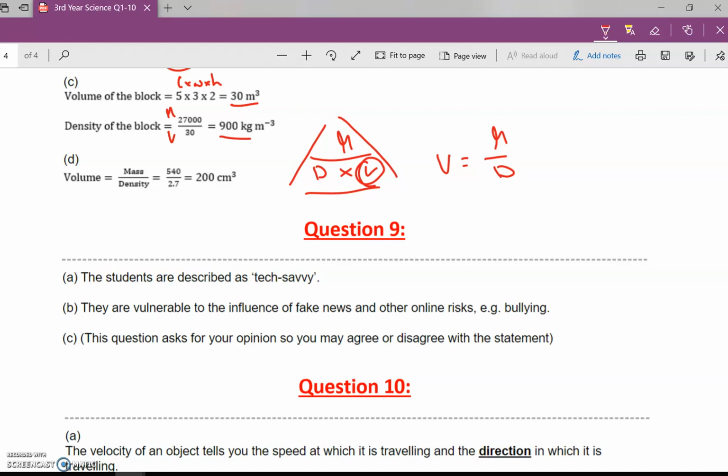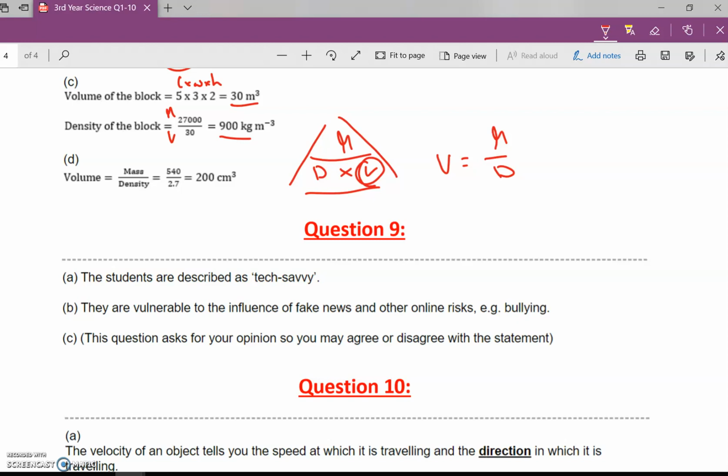Anyways, the question is what word do you use to describe students who are able to use digital devices well? So they're called tech savvy. What are people who lack critical engagement vulnerable to, according to the above article? So it says they're vulnerable to the influence of fake news and other online risks like bullying and so on. And then: digital technology does more good than harm. Do you agree or disagree with this statement? Back up your opinion briefly with a supporting example.